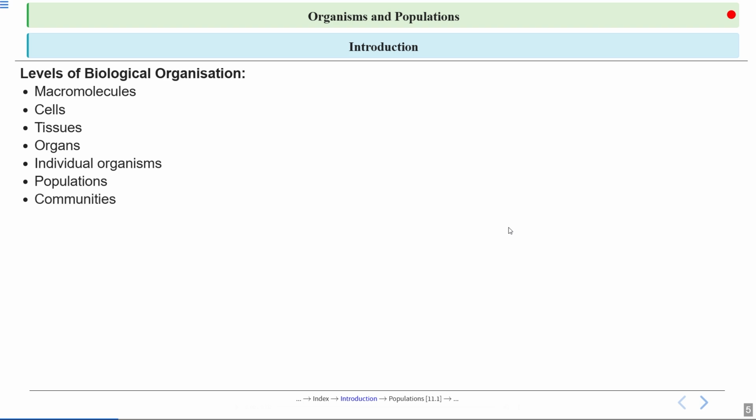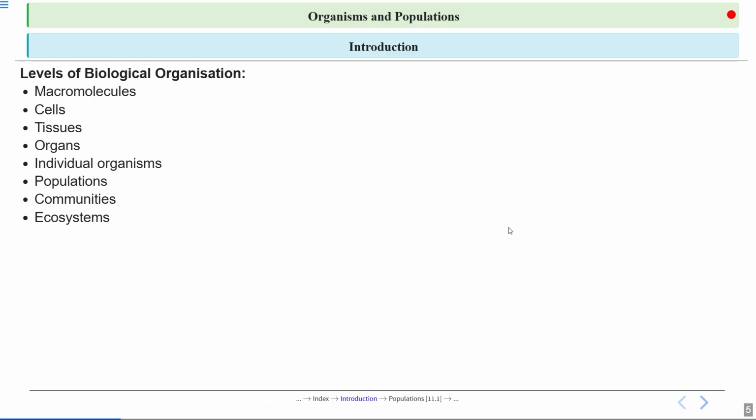Next level is communities. A community is made up of all the different populations that live and interact in a particular area. This can include plants, animals, and microorganisms. You can see there are different populations which belong to different species. Clear? All of these populations form a community. Within this community, plants are present, animals are there, as well as microorganisms.